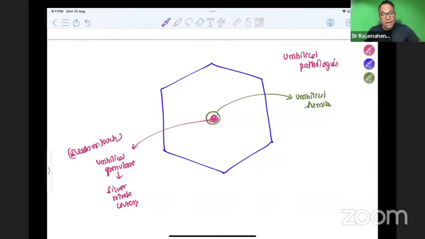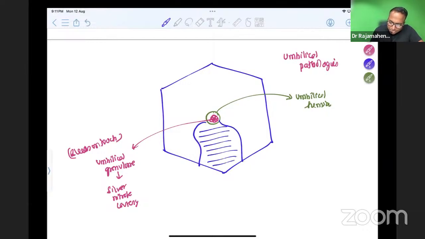Now comes the most important umbilical problem, in which the umbilicus and structures below the umbilicus are not developed. Umbilicus and structures below the umbilicus are not at all developed. It is open like this, so it is exposing the posterior wall of the bladder. That is exstrophy of bladder. This is a congenital anomaly. So whatever I am showing here are all congenital anomalies.